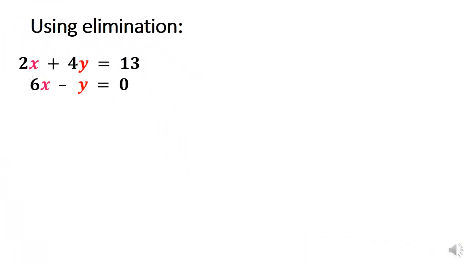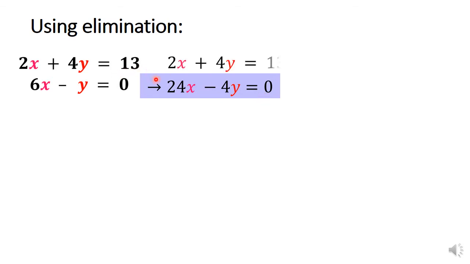Using elimination, what we want there is to eliminate one variable at a time. So between x and y, the more ideal variable to eliminate will be the y, since this has a coefficient of -1. We can just multiply that by 4 to arrive at 24x minus 4y equals 0. Then we just have to copy the first equation. So with that, they have the same numerical coefficient though different in sign. That means we can just perform addition because this will cancel out.